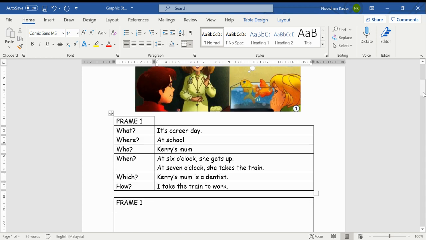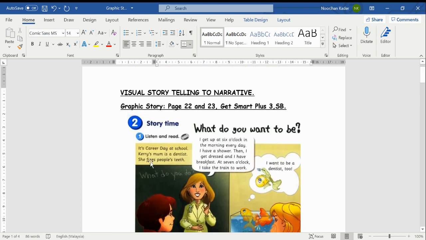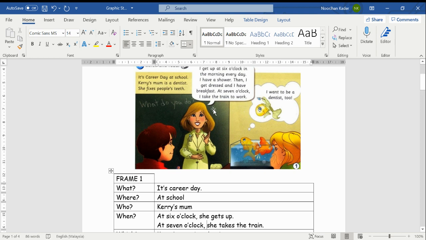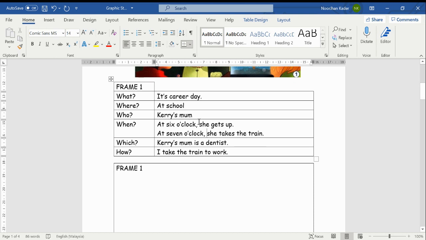So let's see. Which means which occupation does she do? Carrie's mom is a dentist. And how? How does she commute? It's here. I take the train at 7 o'clock. I take the train to work. She tells the audience that she takes the train at 7 o'clock. She takes the train to work. Okay, so this is complete.